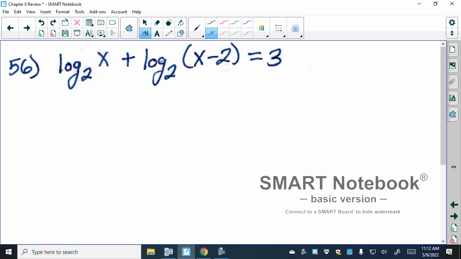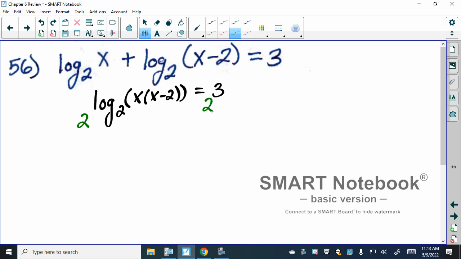Whenever we have two logs being added together, we're going to need to rewrite it as a single log. So we can rewrite it as a single log with what's inside being multiplied together. So our x times x minus 2 will be inside the log. Now we need to put both sides to the base of 2. Because 2 to the log base 2, these will cancel out, telling us that we have x times x minus 2 left over on the left-hand side.